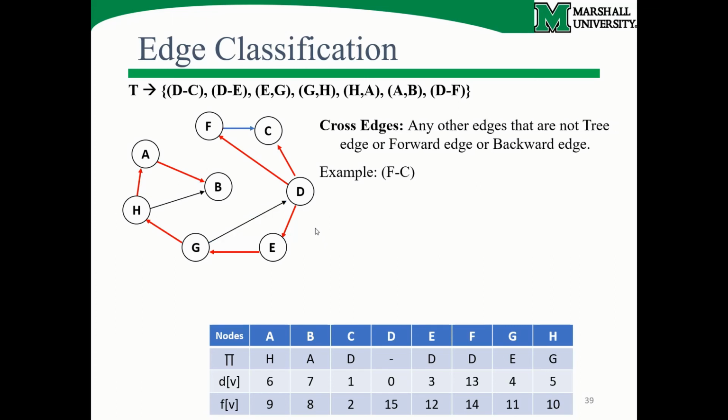The last type of edge is cross edge. Any other edge that is not a tree edge or forward edge or backward edge is called a cross edge. In this example, one of the cross edges is FC.